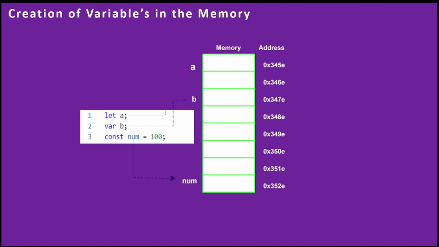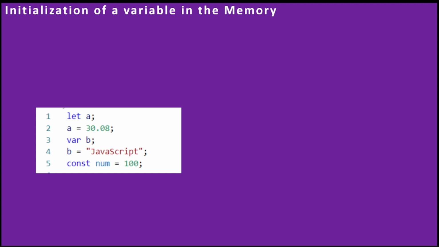Then we have to initialize our variables in memory. We just created our variables. See, this is how we initialize them here. Here I have created three variables, and on line number 2 you can see a equal to 30.08. To initialize your variable, as we already discussed, you have to use an equal sign, that is a equal to 30.08. I'm just initializing a value 30.08 into the particular variable a. Similarly, on line number 4, b equal to JavaScript, I'm initializing the value JavaScript.